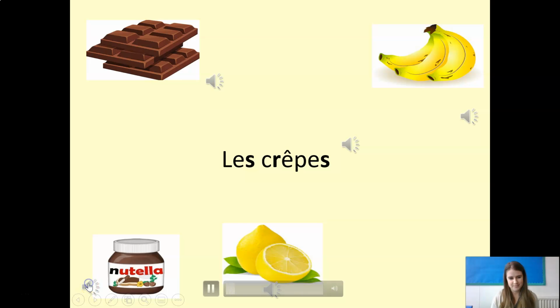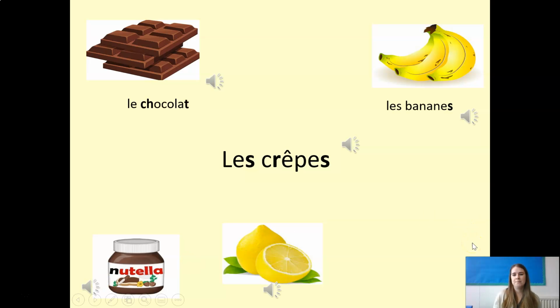Le Nutella. Le Nutella. Okay, so it sounds like Nutella, but we say it the French way. So we've got le chocolat, les bananes, le Nutella, and les citrons. Here we can see we've got our masculine words because it's LE. This is our plural and our plural. These are all masculine nouns here.